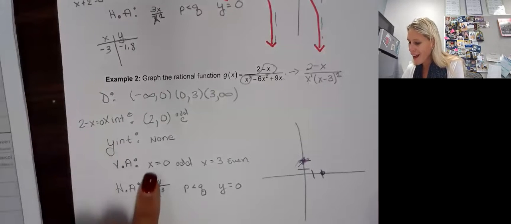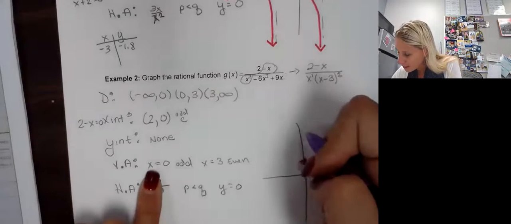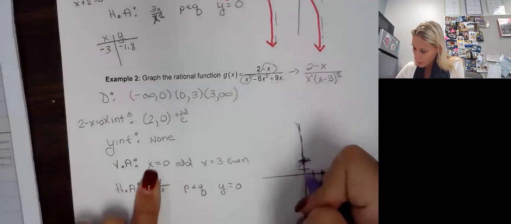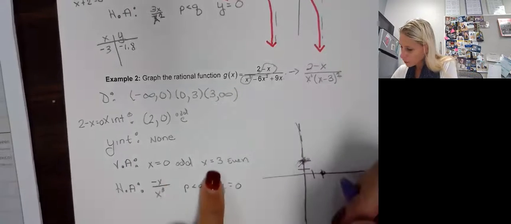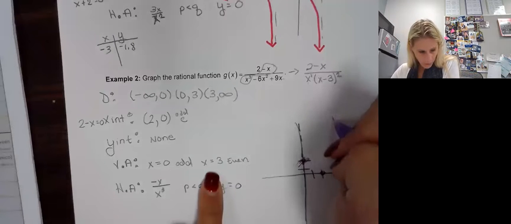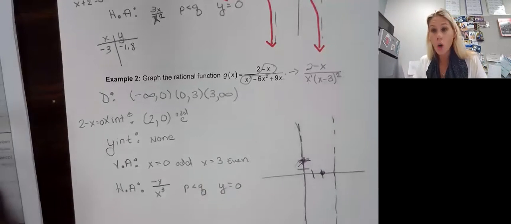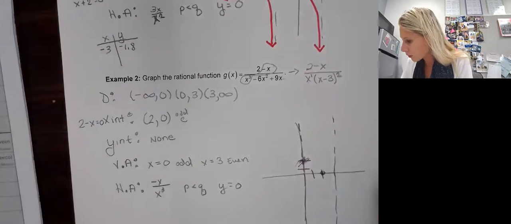Okay, we have a vertical asymptote at 0. There we go. Maybe it will cross out there. And a vertical asymptote at 3. We have our horizontal asymptote at 0 again.